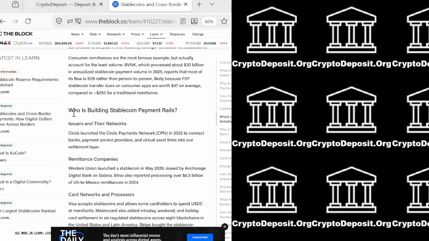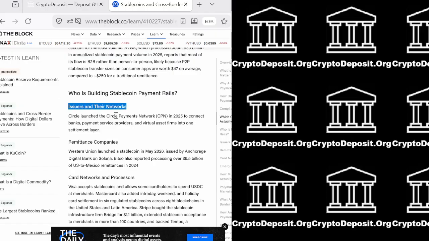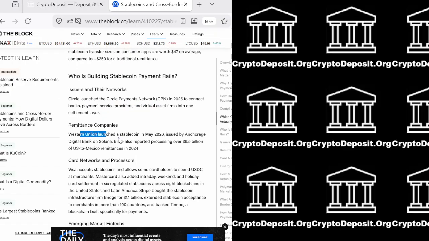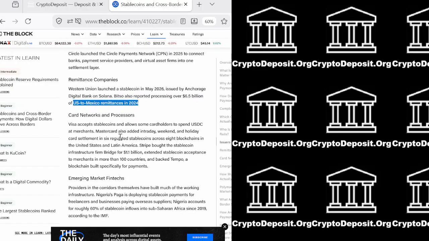Now, the next section, who is building stablecoin payment rails? So issuers and their networks. So Circle launched the Circle Payments Network, CPN, in 2025 to connect banks, payment service providers, and virtual asset firms into one settlement layer. Remittance company, so Western Union launched a stablecoin in May 2026 issued by Anchorage Digital Bank on Solana. And then Bitso also reported processing over $6.5 billion of US to Mexico remittances in 2024.